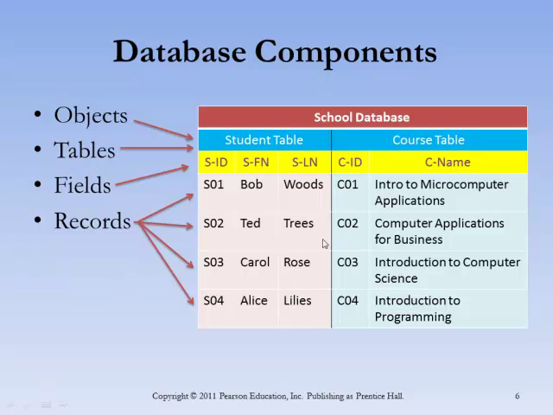Here's just a little graphical depiction of what a table might look like. A table is made up of fields and records. Fields are columns, and then the records are the actual data that get put into the table. So we'll be using these terms all the time. Another term for fields is columns. Another term for records is rows.